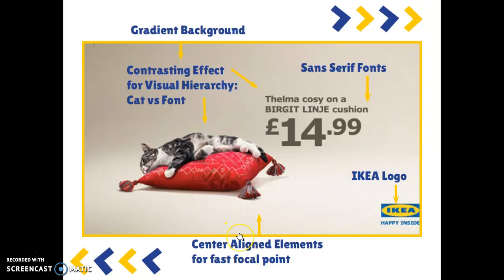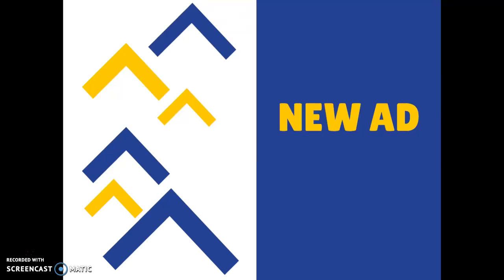Lastly, our main elements are center aligned for fast focal points. So the largest elements are aligned in the center. Our eye can immediately go here and then to the IKEA logo to relate them and know where we can purchase this beautiful red cushion. Let's go ahead and look at the new ad I created.